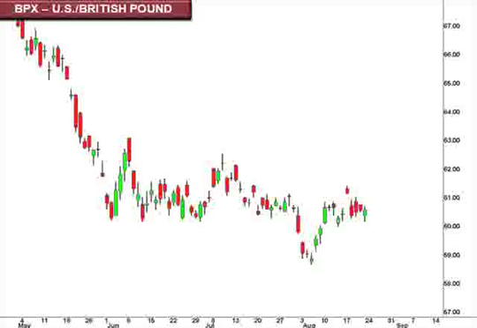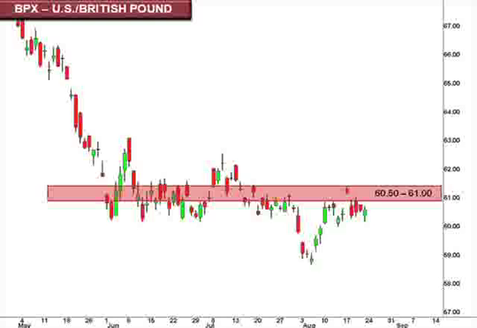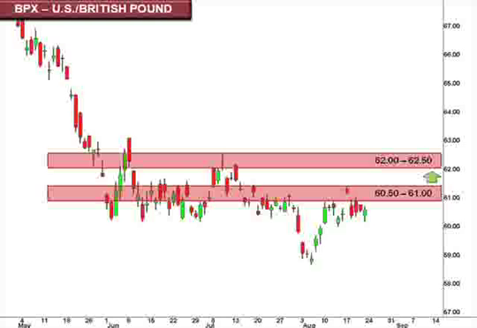Well, the BPX continues to consolidate below the 60.5 to 61 resistance level, opening the window for a retest of this 59.5 focal zone. Now, a break above 61 is likely to meet with some resistance within that 62.5 range. Until we see a move beyond 62, the trend continues to be to the downside for the US versus the British pound in the bigger picture.